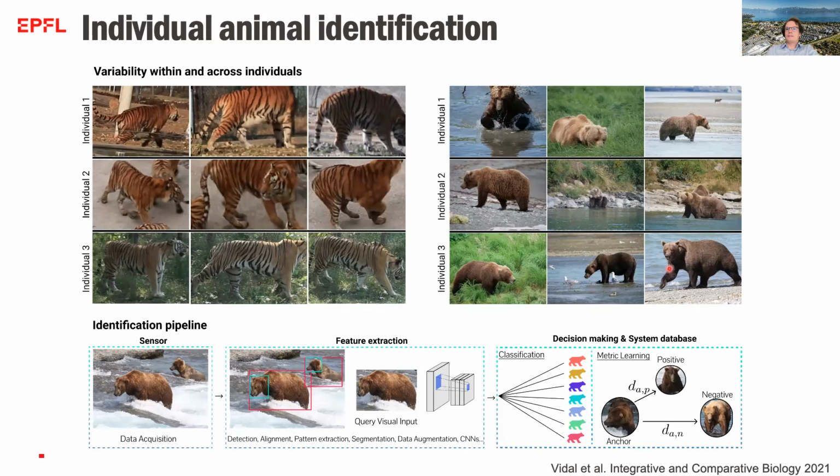So this is something that we described in a review from last year, where we talked about different methods for animal identification. And in DeepLabCut 2.2, we integrated actually both types of identification methods, namely classification and metric learning, as I will show you next.